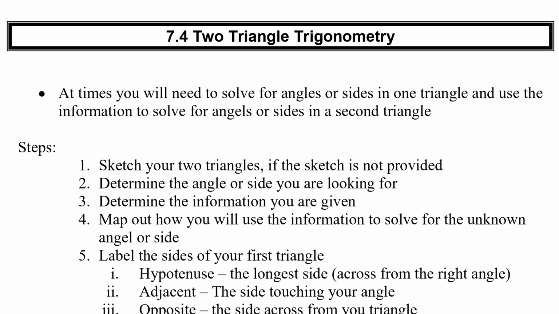7.4, two triangle trigonometry. Whew! That is a little bit of a tongue twister. You say it 5 times fast. So at times you will need to solve for the angles or sides in one triangle and use the information to solve for, sorry, not angels. I wish we were solving for angels. That would be awesome, but we're solving for angles or sides in a second triangle.